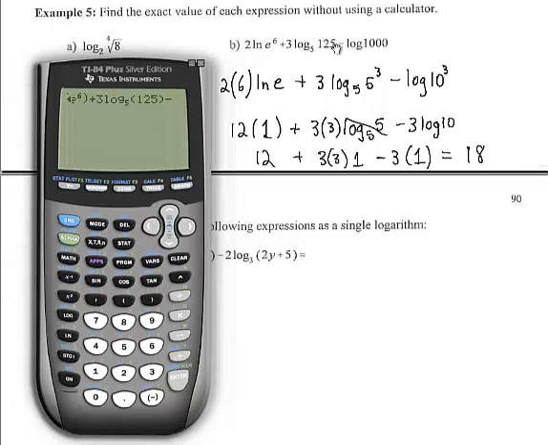That takes care of this middle term, and then we have minus log of 1,000, and this is the common log, so I can just hit the log button and then type 1,000 for the argument and hit enter, and we get 18 exactly, the same number that we calculated.